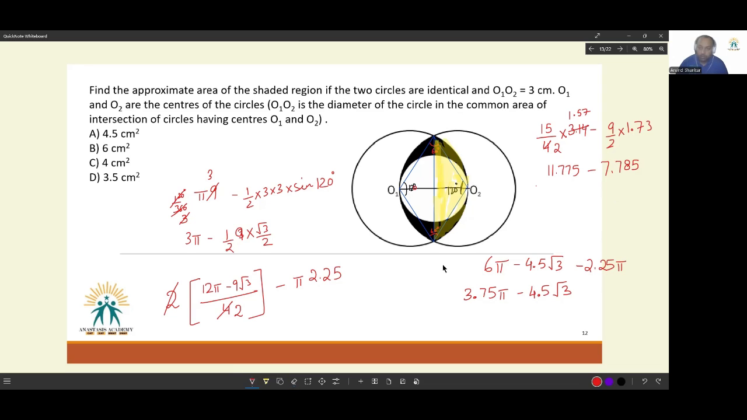Okay. So the difference between them is 3.990. My answer is 3.990. Among the available options, the one that I will mark is option C, 4 centimeters square. But hopefully, the maths aside, the processing is clear: we have to get one segment, then another segment, from which we have to remove the area of the circle. That is something we understand.